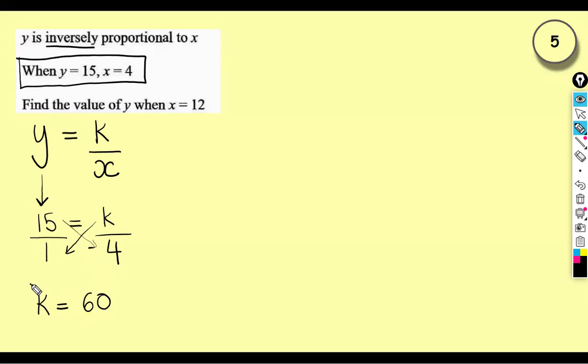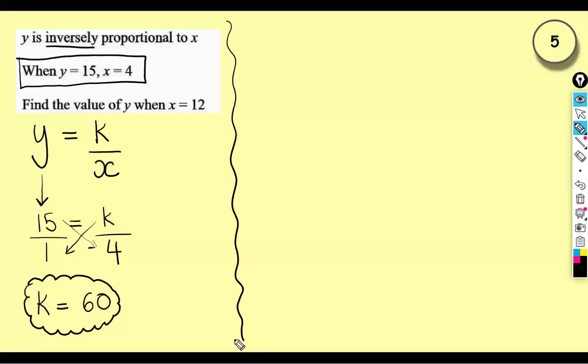All right, and a lot of people did send me this. But if you didn't get k as 60, at least you know k is 60 now. See if you can finish off the rest of the question. Good luck.